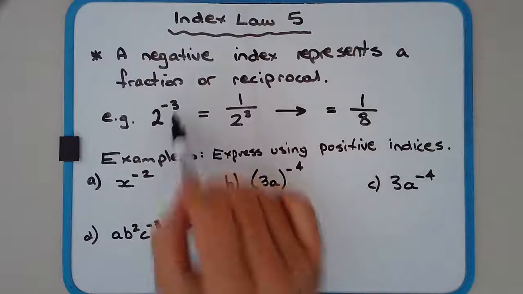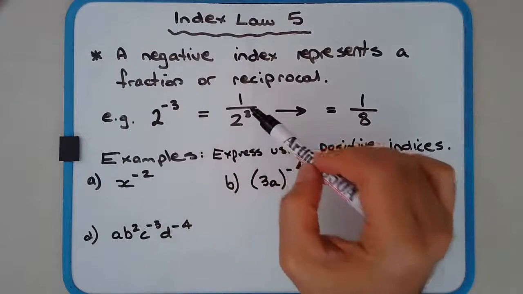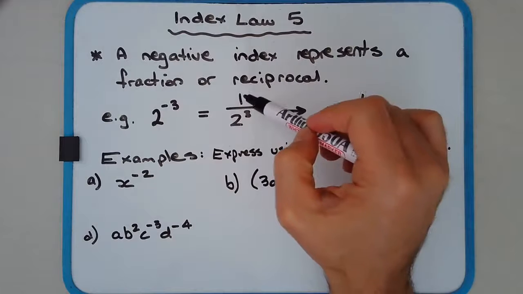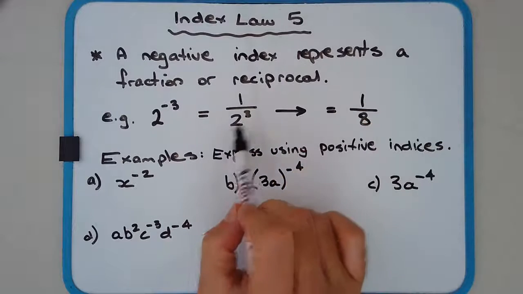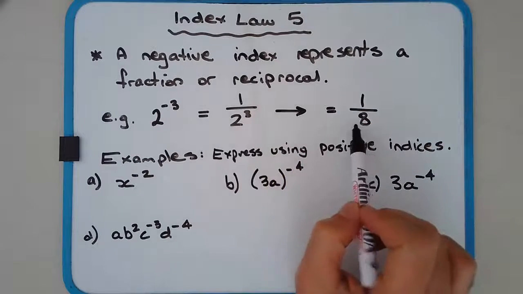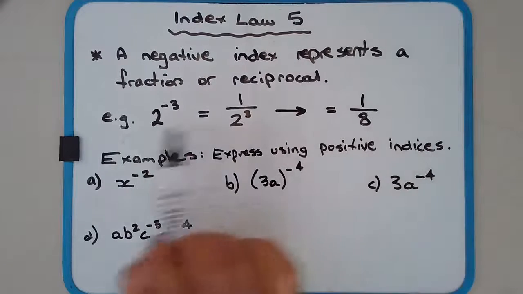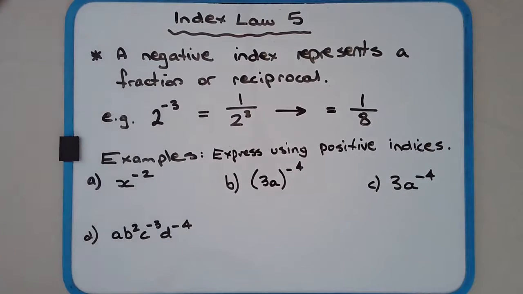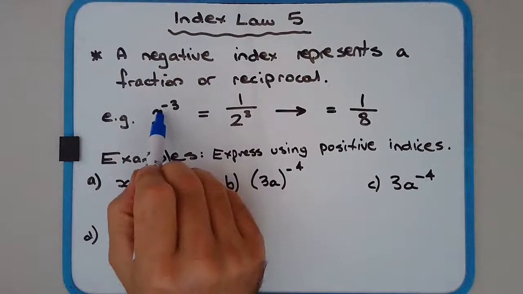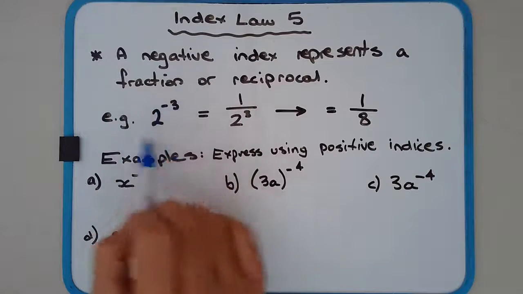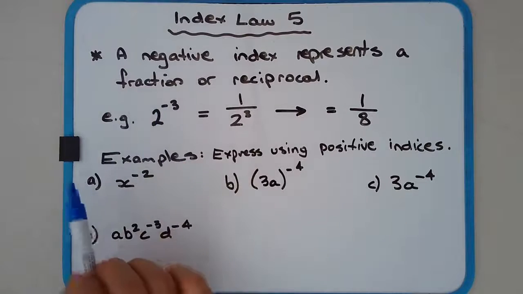So 2 to the power of negative 3 can be written as a fraction, and the fraction is 1 over 2 to the power of 3. And 2 to the power of 3 we know is just 8, 2 times 2 times 2. So just remember, when you see a negative index, an index with a negative sign there, it just means that this entire term is to be written in fraction form.